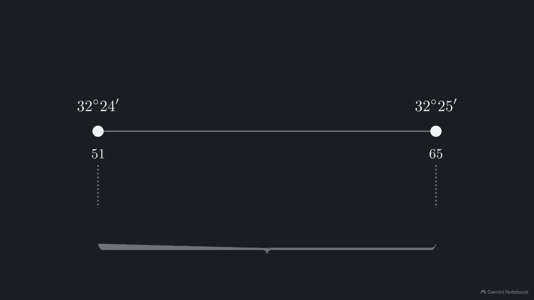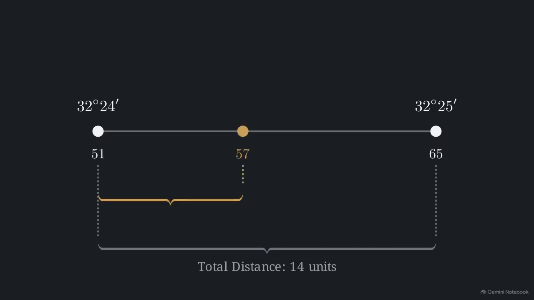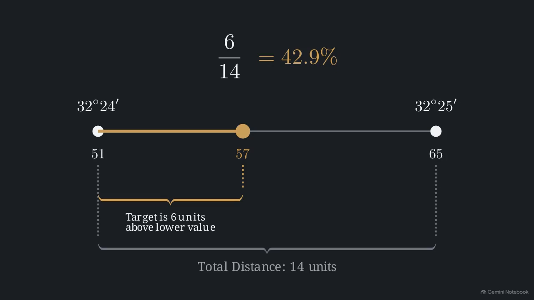When your target value doesn't exist in the table, you have to interpolate. This means identifying the two closest known values your target sits between. The total mathematical distance separating these two printed dots is known as the tabular difference. Here, the gap is exactly 14 units wide. If our required value is 6 units above the lower dot, we simply calculate 6 divided by 14. That tells us our true angle sits exactly 42.9% of the way towards the next minute.